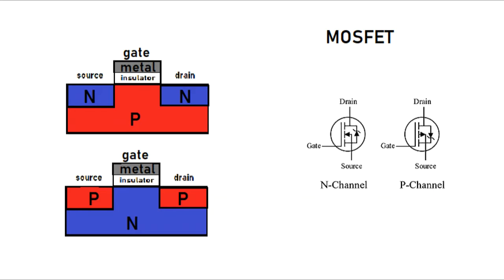And the way this transistor is turned on is by applying an electric field that will enhance the current flowing between the source and drain. However, this does not allow current flow between the gate and the source or the gate and the drain.